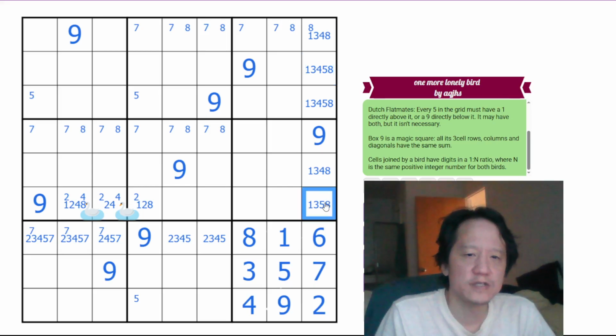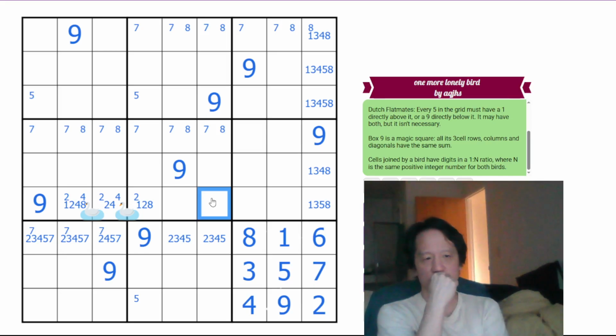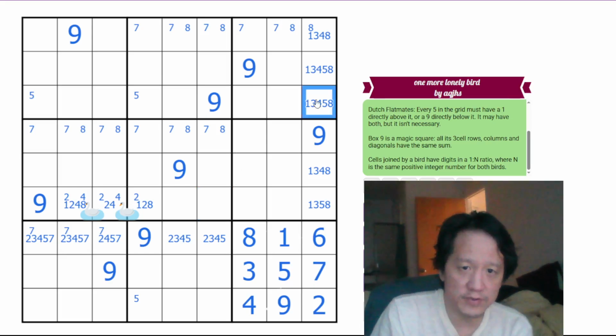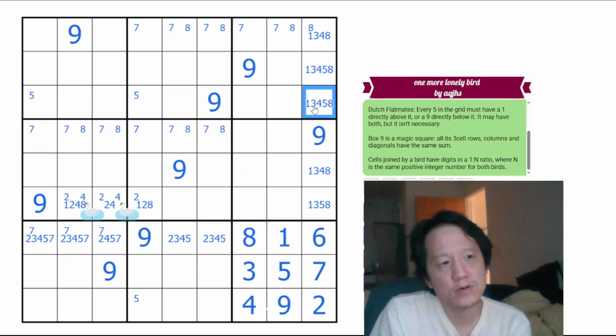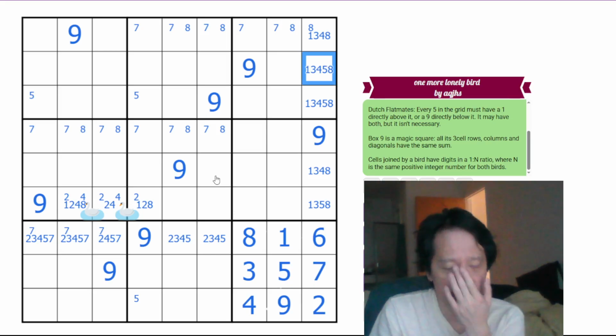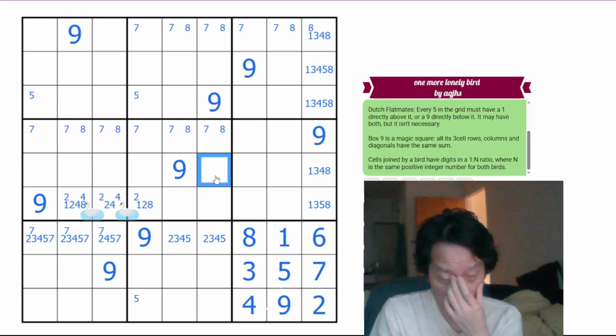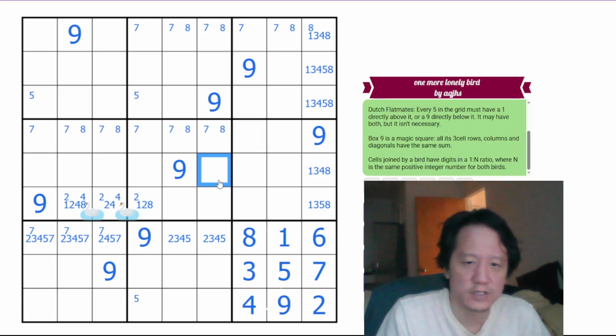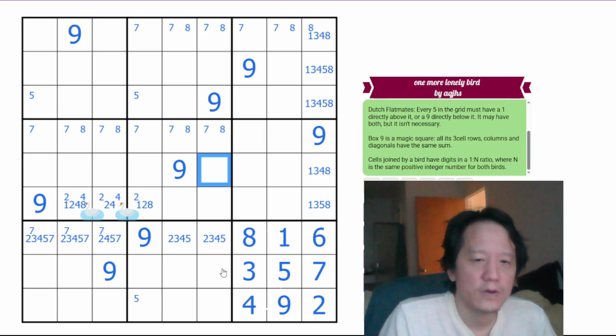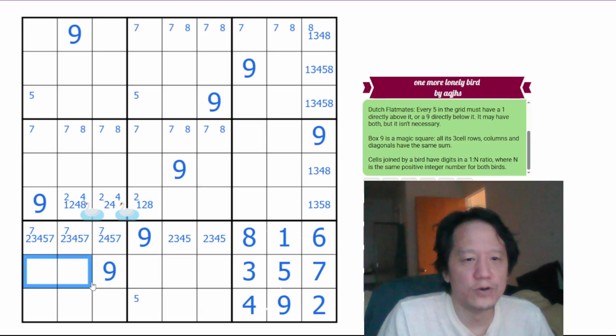If 5 is here, that forces a 6 to be here. That's possible. If 5 is here, that means a 3 must be here. If 5 is here, that means a 3 is here. So we're not very restricted there. What are the digits in row?